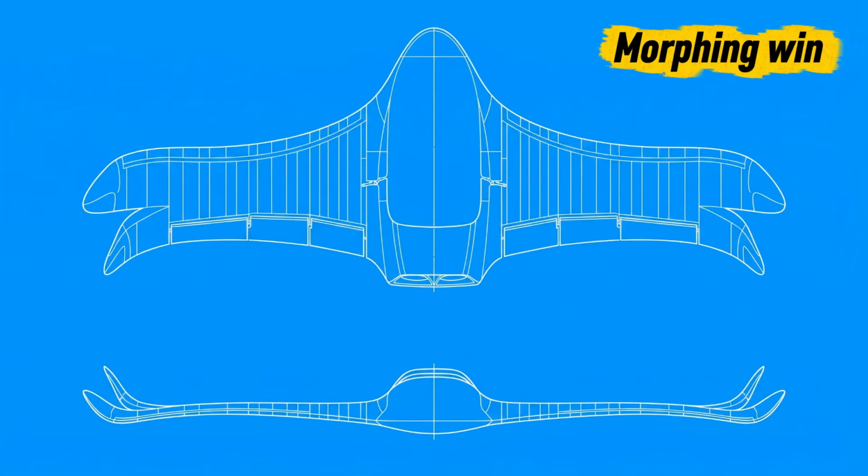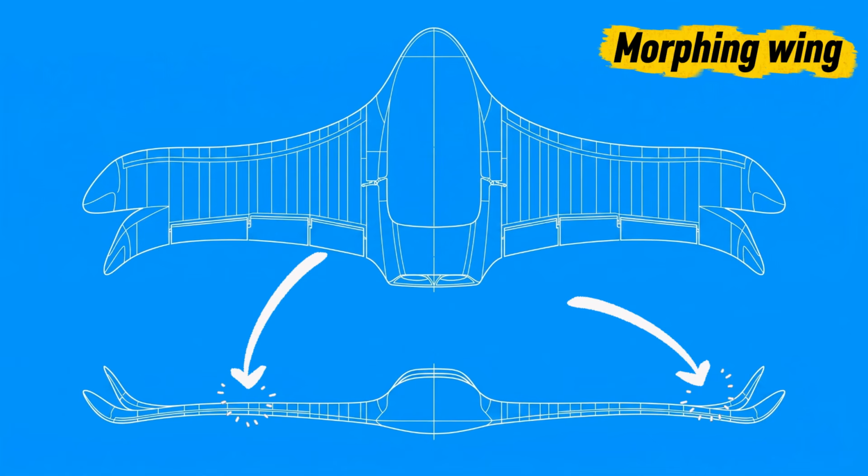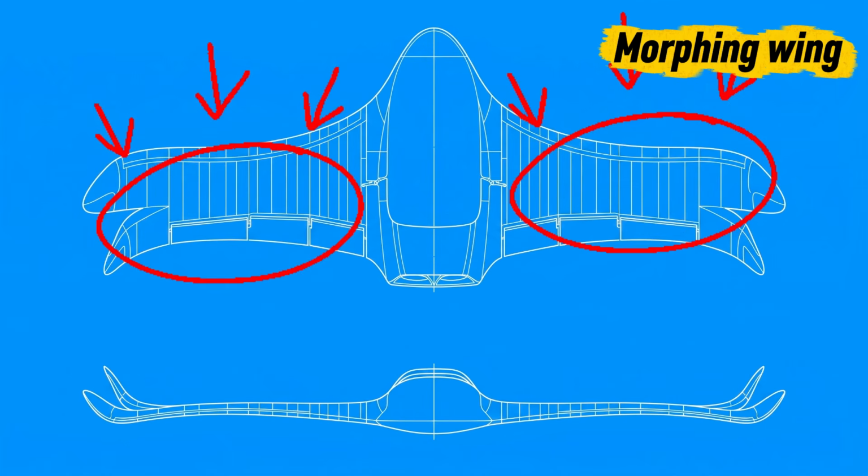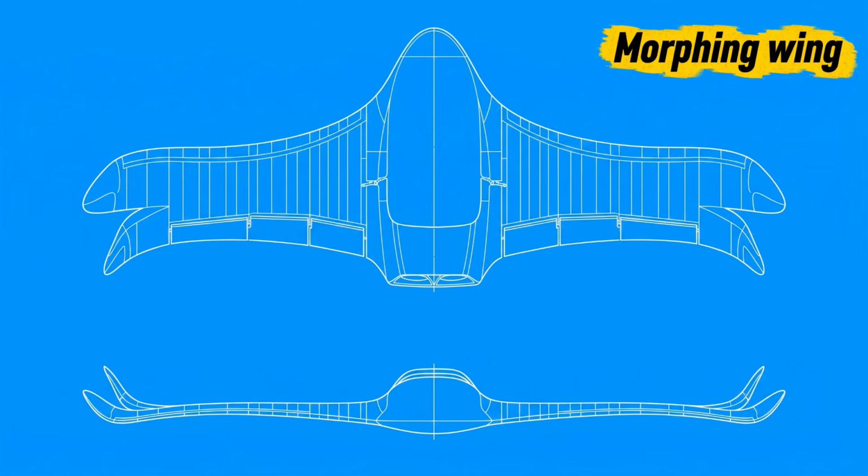The morphing wing changes its shape, camber, sweep, or other geometry during flight to adapt to different conditions. This can improve efficiency across a wide range of speeds and maneuvers without relying on one fixed shape, but the mechanisms and flexible structures add complexity, weight, and maintenance demands, while reliability can be challenging.